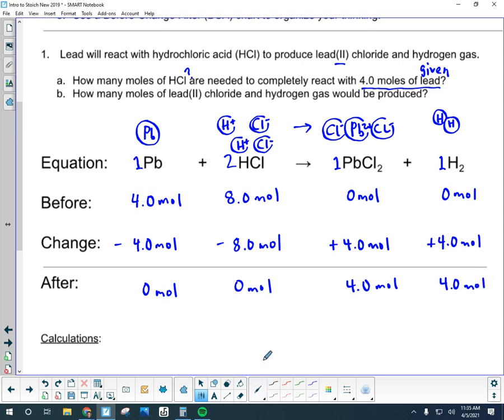Okay. And that actually answers B. B says how many moles of lead 2 chloride? 4. And how many moles of hydrogen gas? 4 would be produced. So this is actually 4.0 moles each. For B, and the answer to A was how many moles of HCl are needed? That's 8 moles.